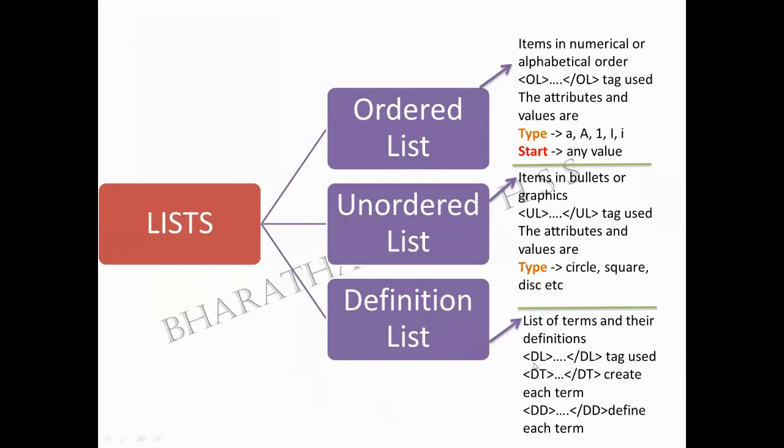In a definition list, generally we first have to create the list. Creation of the list is done with the help of your DL tag. In between this open and close DL tag, you have two more important tags, that is DT and DD.